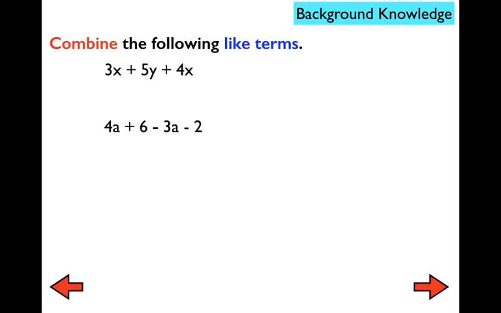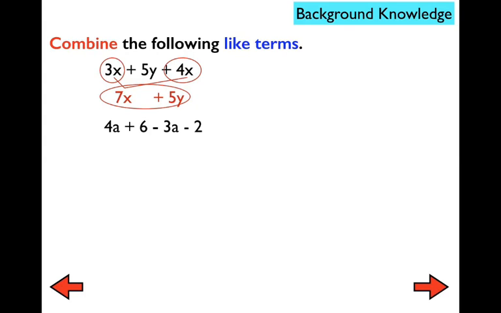So a little bit of background knowledge. One of the things we've worked on as of late would be combining like terms. We also call that adding like expressions. When we're doing that, we can only add things together if they have the same variable with the same exponent. So 3x and positive 4x, those are like terms. They simplify to 7x. We have nothing to combine with the 5y, so that simplifies to 7x plus 5y.